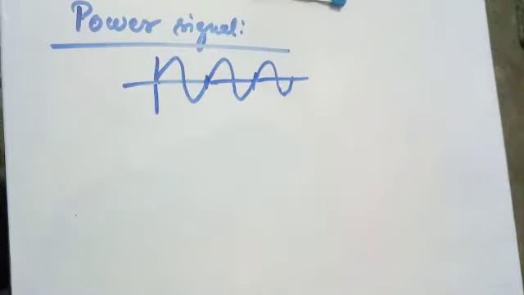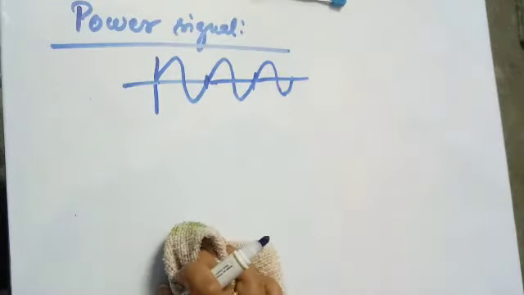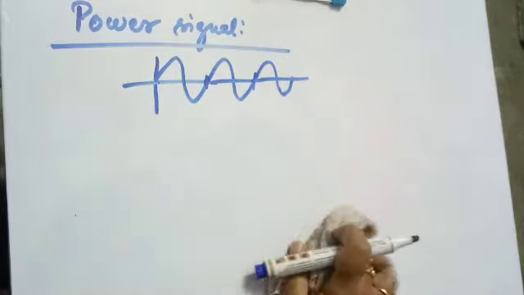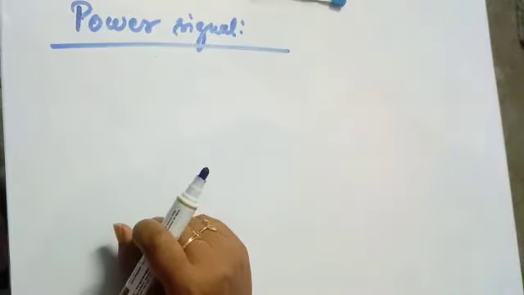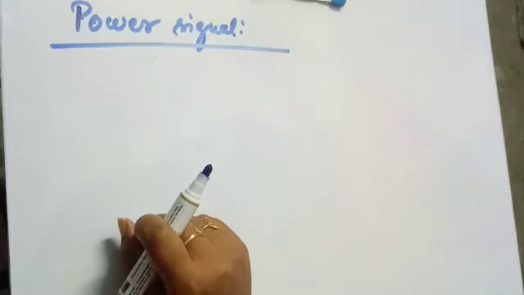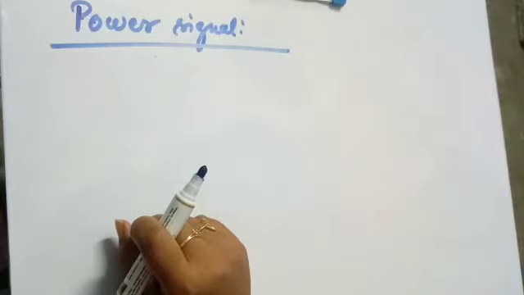It was already discussed in your previous class. Here I am just recalling the concept. So consider any periodic signal. Its cycles repeat over time, and the signal amplitude does not become zero as t tends to infinity. Hence, the energy of this signal will be infinite.